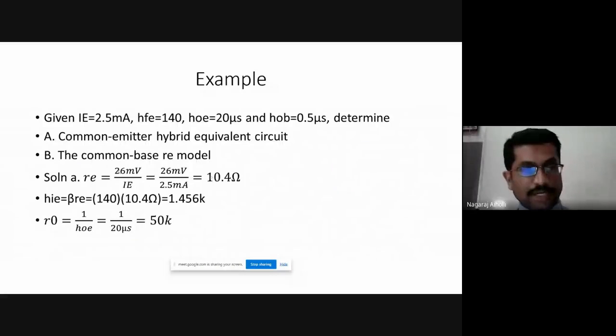Next, substitute this RE value in this equation for HIE. HIE is beta RE. That is equal to beta, 140, that is the HFE value, into small RE, which is 10.4 ohms. The answer will come out to 1.456 kilo ohms. Just check. 1.456 kilo ohms.